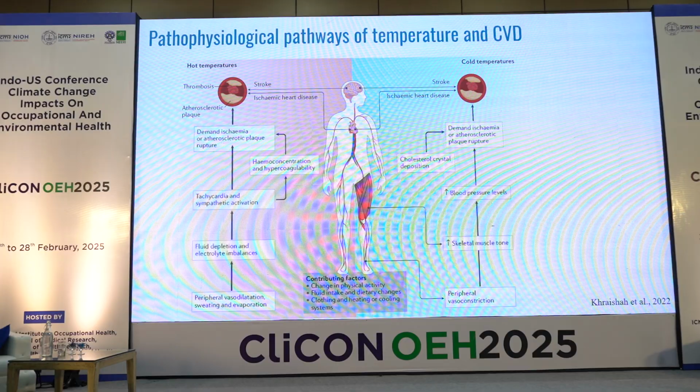On the other hand, when you have cold weather, there is what we call peripheral vasoconstriction, because the body tries to protect the heat, because of which the skeletal muscle tone increases, and this results in reduced blood supply to the heart, again increasing the risk for a heart attack and stroke. Differing ways, but ultimately the common end result is the same.